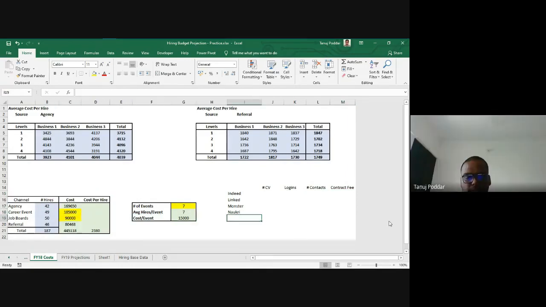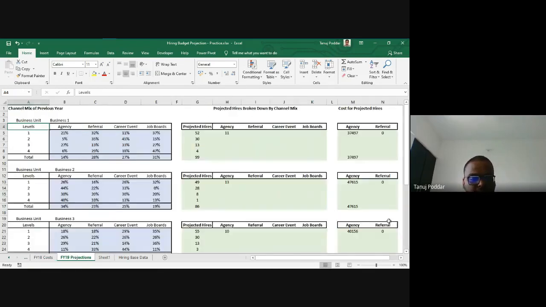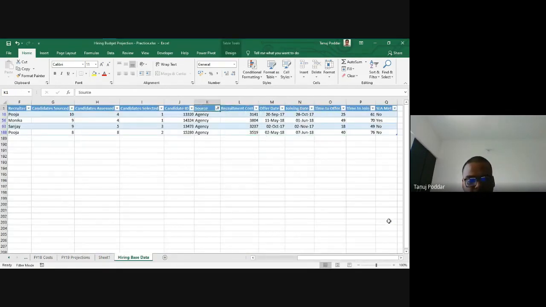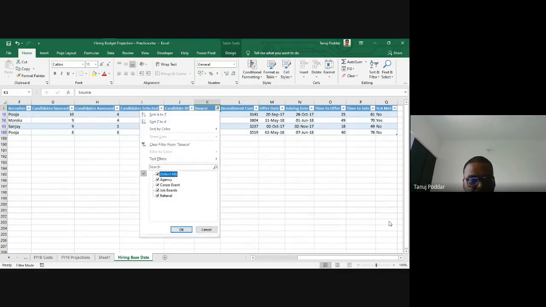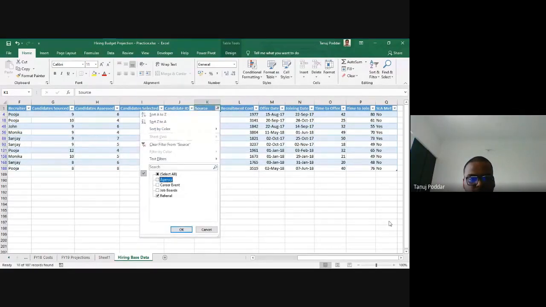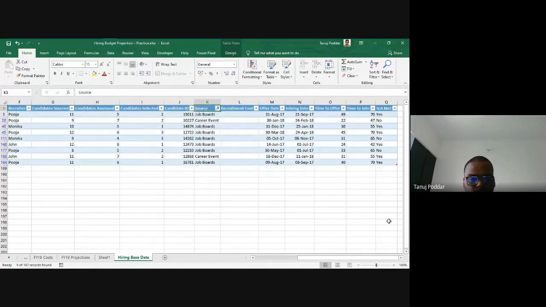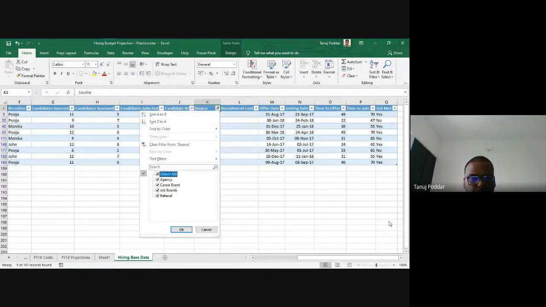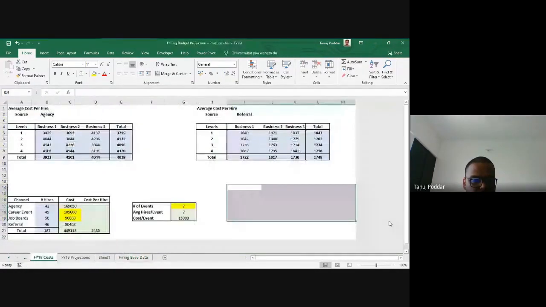Okay, also sir, and all of that. So this is the cost that I've just inputted, just for the sake of calculations. It is not coming from any data. We also discussed the fact that in the base data we are only including costs for agency and referral. We don't include costs for career events and job boards. We try to treat it a little separately in the calculations.